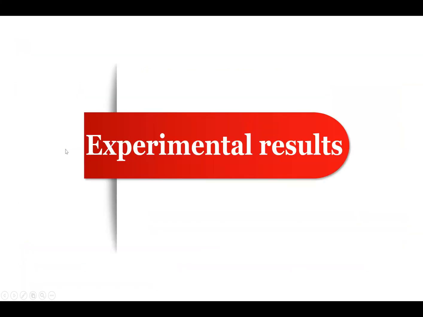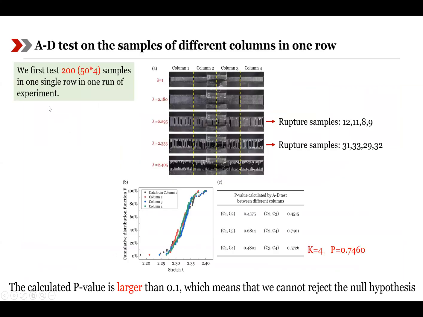Then we use the new setup for the experiment. We first test 200 samples in one single row in one round of experiment. We divided the 200 samples into 4 columns. In the experiment, the 200 samples are pulled from the undeformed state until all samples rupture.